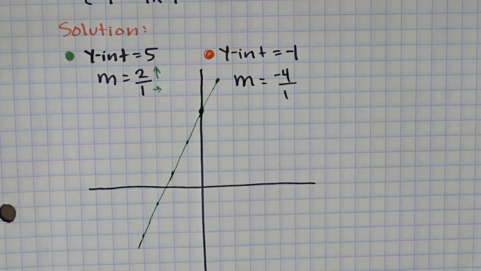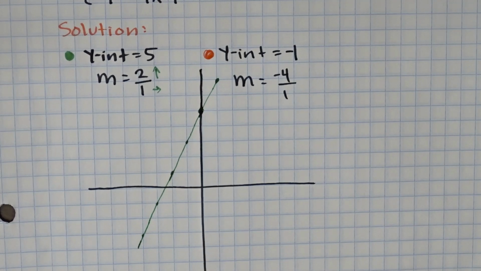Now let's do the red one. Starting at -1 as my y-intercept.